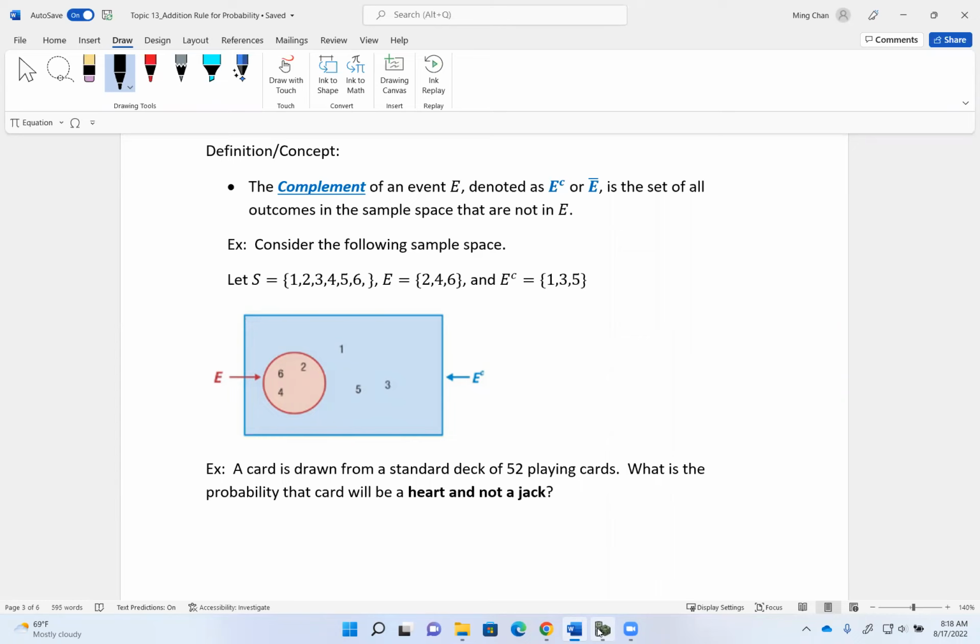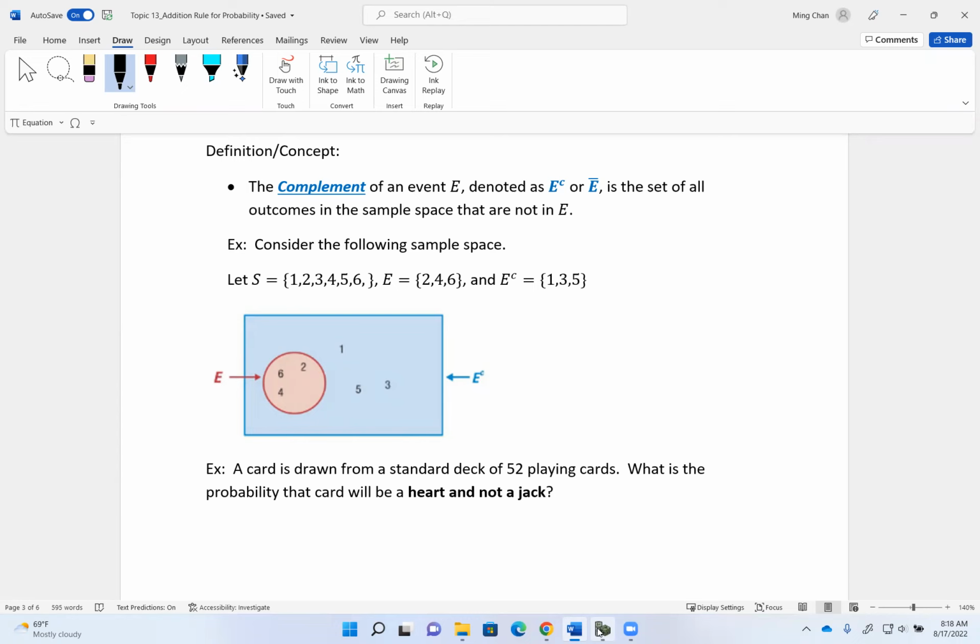So sometimes it's actually easier to figure out what you don't want. The complement is what we don't want. If I want to find the probability of E, I can find the probability of E directly, or I can find out what is not in the event E, which is what I don't want, right?